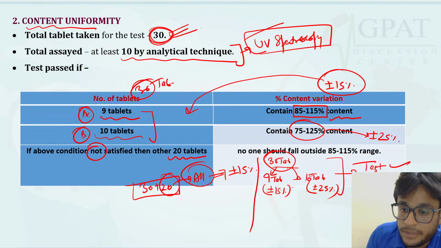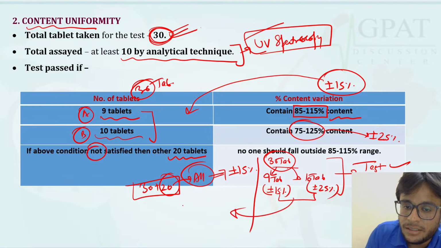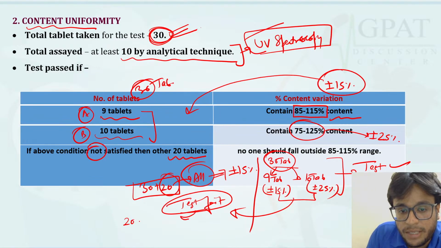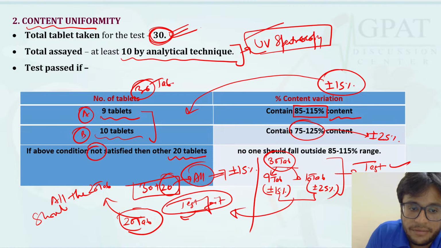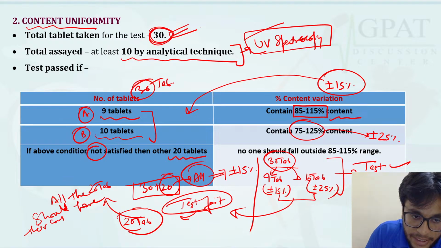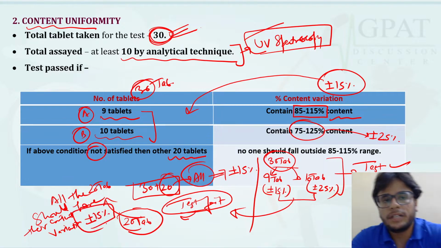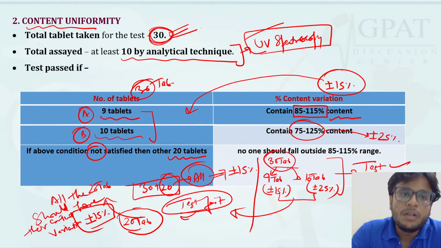So there is another condition that can arise. The test is failed. If the test is failed, then we have to take 20 more tablets, and at that time we have to ensure that all the 20 tablets have their content variation in between plus minus 15%. Yes. Okay, so this is the content uniformity test, a kind of official test.